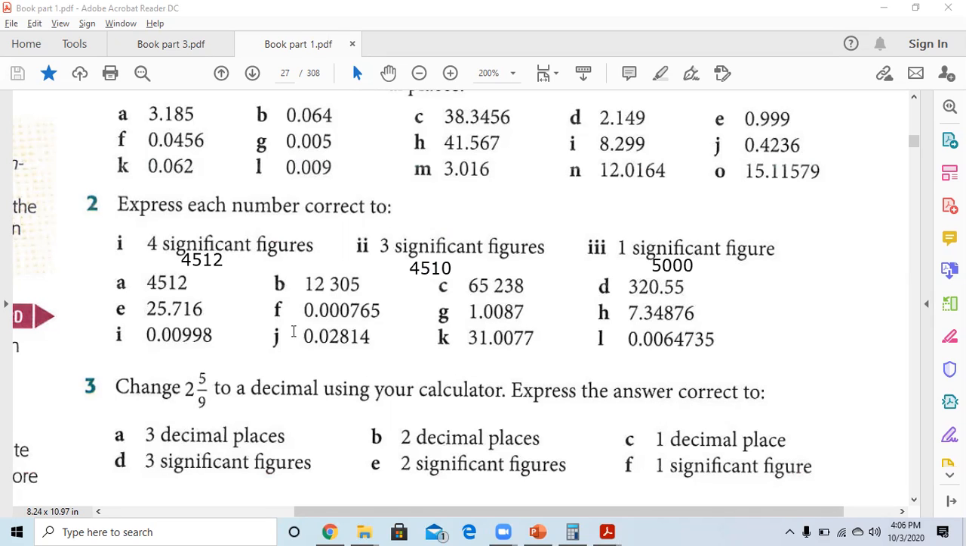Okay, now same like that you solve the other parts. Now here we have part I. As I told you before, let's suppose four significant, so your number starts from here. So what you write here is 9, 4, 8 and 0. You put here 0.00998 and then 0. So I will show you their answers.